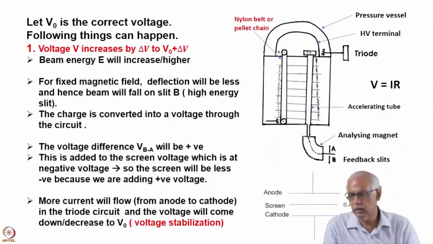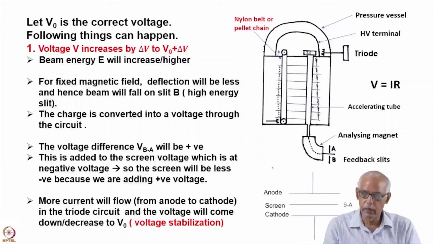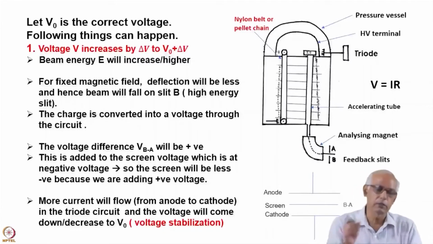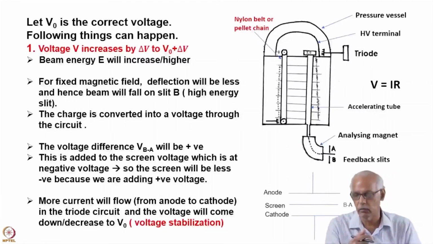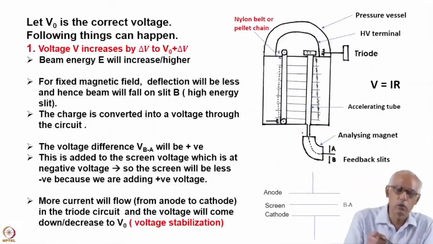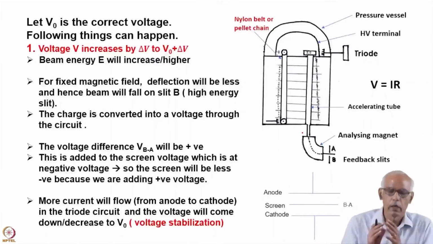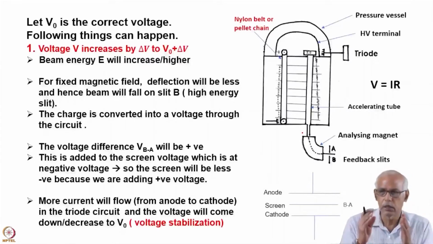So in the accelerator, the beam is accelerated, and this is analyzed for the energy. Now, a magnetic field is set up in this magnet. This is called the analyzing magnet, corresponding to a particular energy, and that energy depends on the voltage. So if there is a variation in the voltage, the energy will change. So let us suppose that voltage V0 is the correct voltage, and there are two possibilities here.